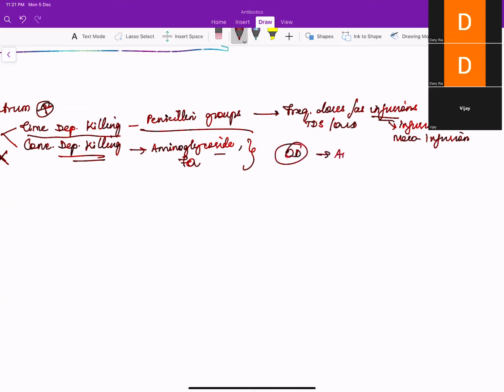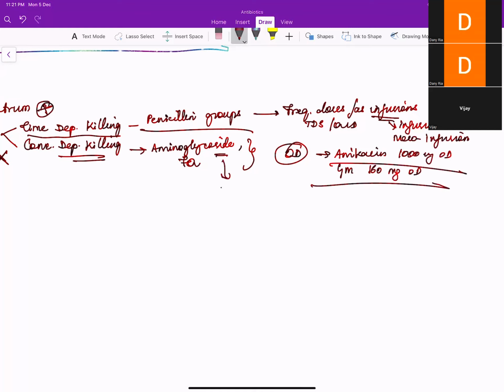Let's say if you see my prescription, I'll write amikacin as OD only. Amikacin 1000 milligram OD. That is ideal. Similarly, gentamicin, rather than giving 80 milligram BD, we can give 160 milligram OD. So a high concentration in a short time will achieve a concentration dependent killing.